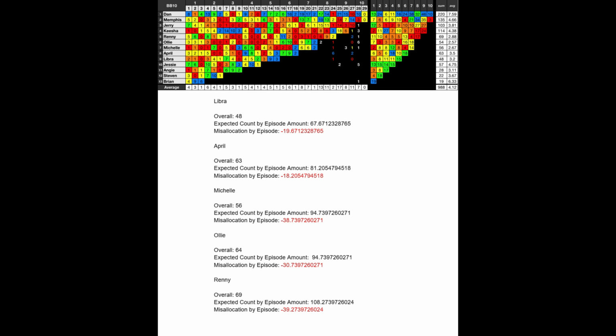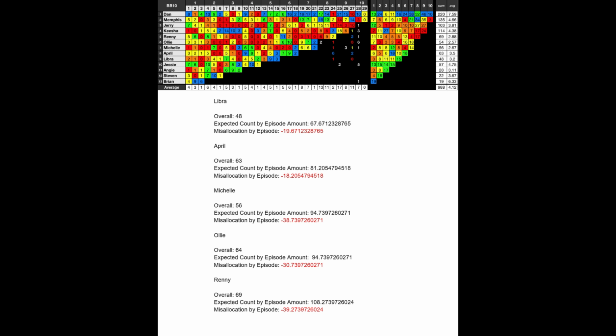So we have a streak of under-edited or under-distributed jurors when it comes to the diary rooms. Libra has 48 diary rooms overall. Her expected count by episode amount is 67.67, causing her to have a -19.6, so almost a -20 diary room misallocation amount. April is also pretty similar, where her overall diary room count is 63, and her expected count by episode amount is 81.2, causing her to have a -18 misallocation amount. But they just grow larger from here on out.